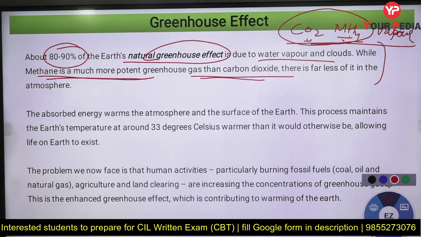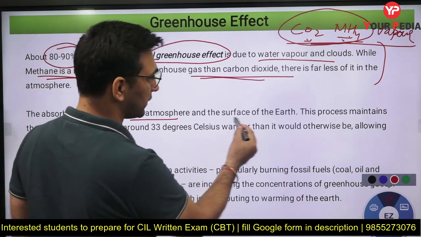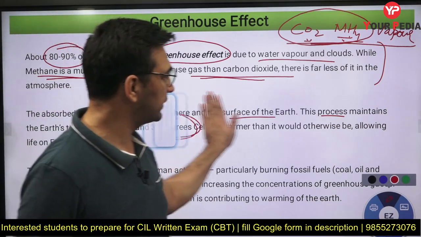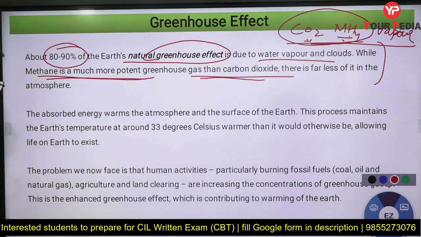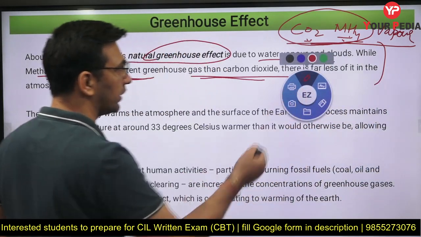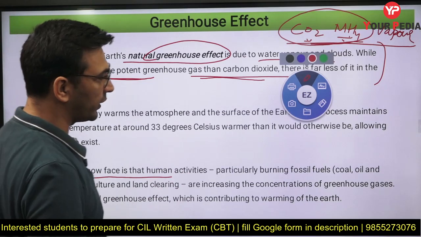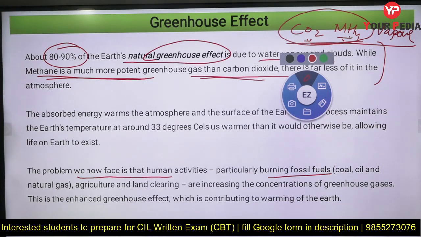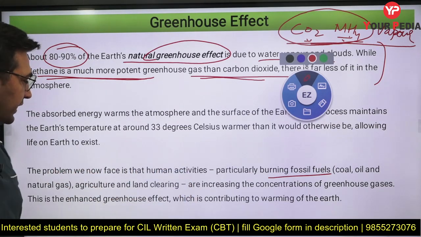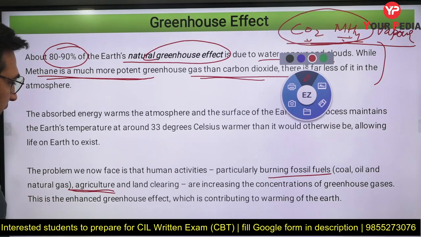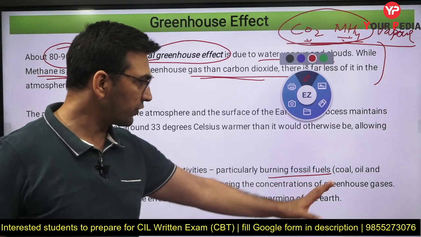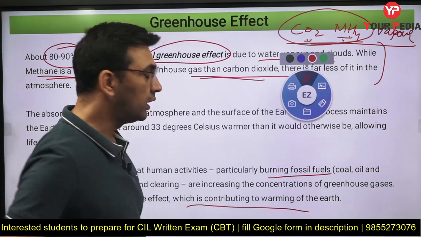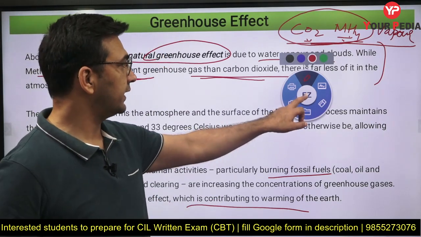Now, the absorbed energy warms the atmosphere and the surface of the Earth. This process maintains the Earth's temperature at roughly 33 degrees Celsius. That I told you. Naturally, this average temperature is maintained. Now where is the problem? As I explained, it is because of what we call the enhanced effect. We are now facing this because of human activities: we are burning a lot of fossil fuels, for example oil, coal and natural gas, and we are also clearing forests and having enhanced agricultural activity, which are increasing the concentration of greenhouse gases. So this is the enhanced greenhouse effect, which is contributing to the warming of the Earth's atmosphere, which we call global warming.